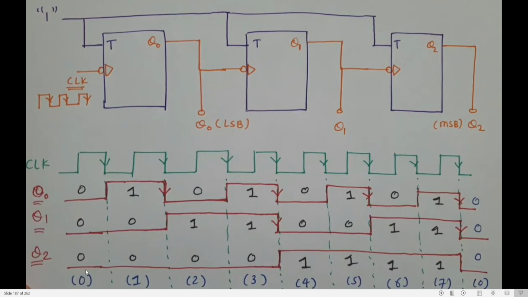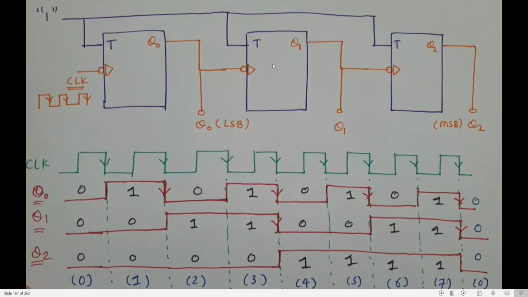Okay. Now can you see this? 000 is 0. 001 is 1. 010 is 2. 011 means 3. 100 is 4, 101 is 5, 110 is 6, 111 is 7. Clear? And 000 means 0. So what type of counter is this? Up counter. What is an up counter? It counts from 0, 1, 2, 3, 4, 5, 6, 7, and so on. From 7 it becomes 0.